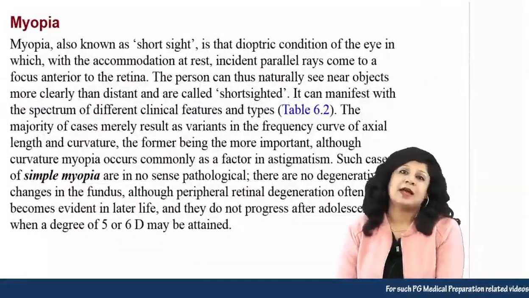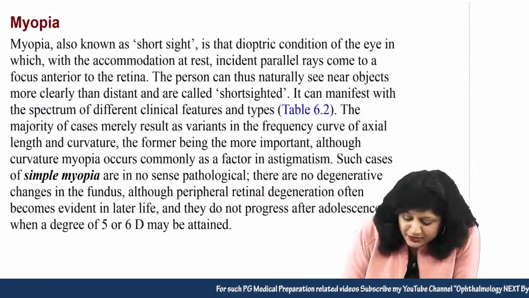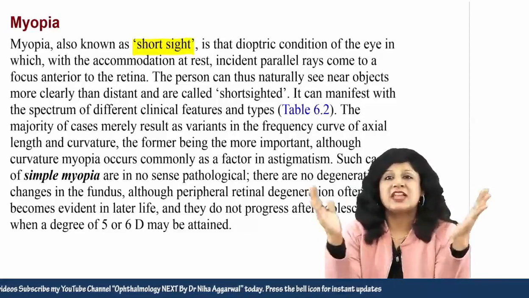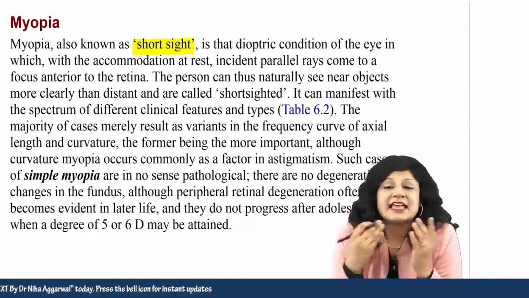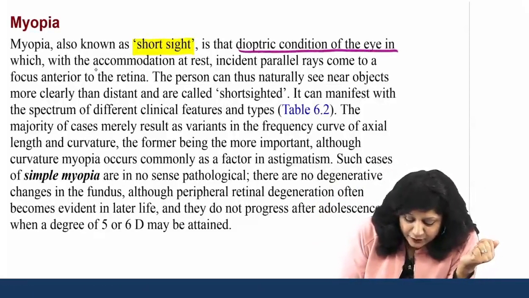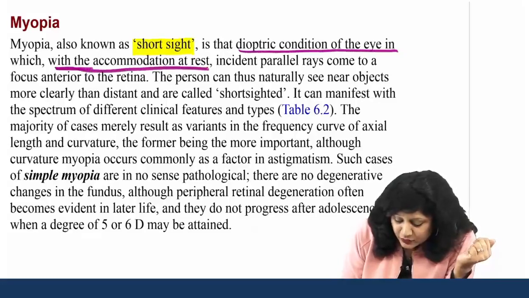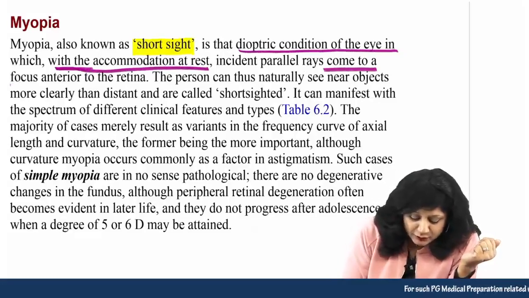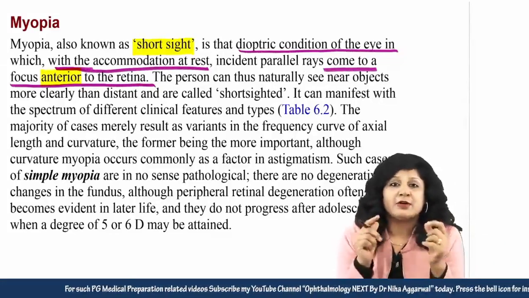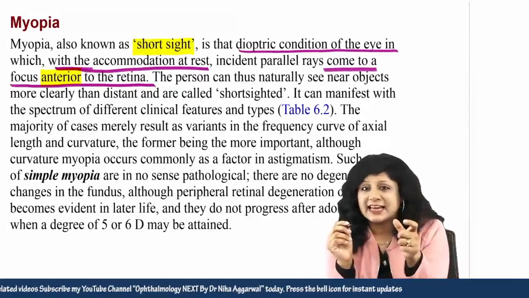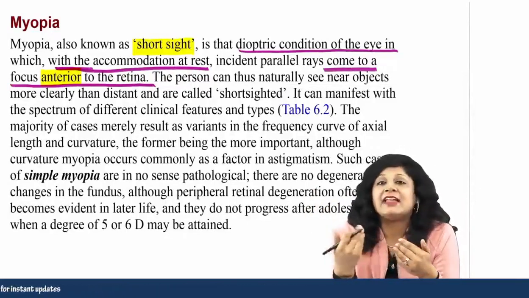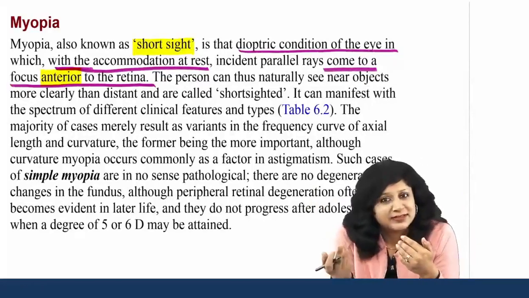The first is myopia. Myopia, which is also short-sightedness, where the person's sight becomes short, and he is not able to see distant objects. Here is the dioptric condition of the eye where, with the accommodation at rest, the rays come to a focus anterior to the retina. You can easily remember myopia is a short word. This is short-sightedness, so rays are falling short to reach the retina and are focused anterior to the retina. I think this is the simplest way of remembering this.